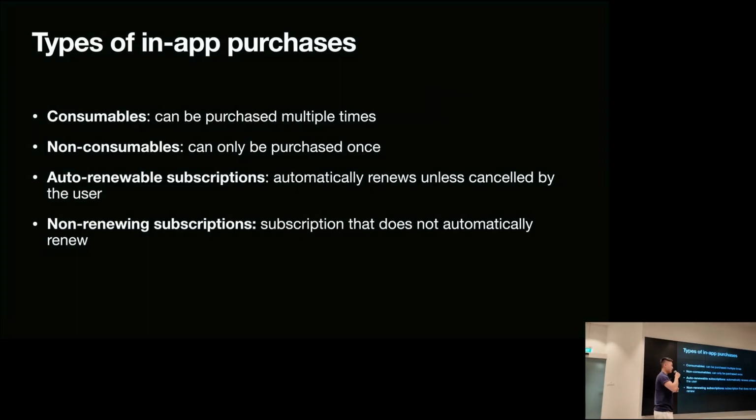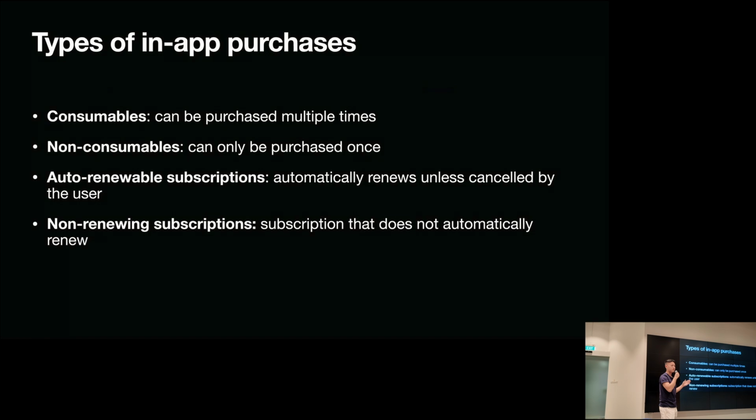First is types of in-app purchases. These are the 4 types of in-app purchases provided by Apple. The first one is consumables. Just a brief summary for each of them. Consumables can be purchased multiple times. If you play games like Clash Royale or Clash of Clans, you buy gems that you can repeatedly buy.